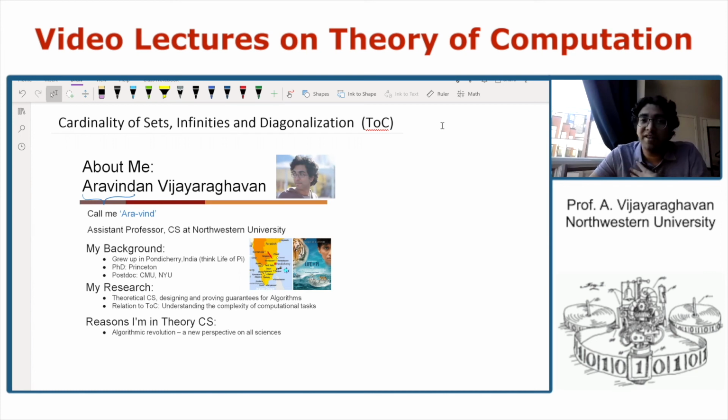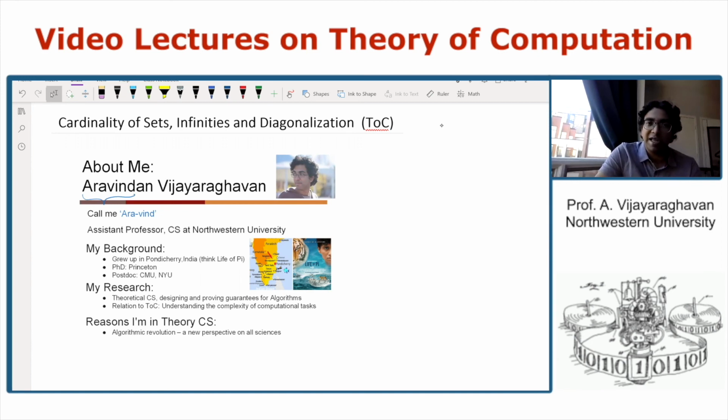So, I'm Arvind Vijayaraghavan. I'm an assistant professor of computer science at Northwestern University. My name is a little long, so you can call me Arvind. To tell you a little bit about my background, I grew up in this small coastal town called Pondicherry in southern India. This is a town where the fictional character of Pi Patel, in Life of Pi, hails from. I did my PhD at Princeton in computer science, and after postdocs at Carnegie Mellon University and NYU, I joined Northwestern University a few years ago.